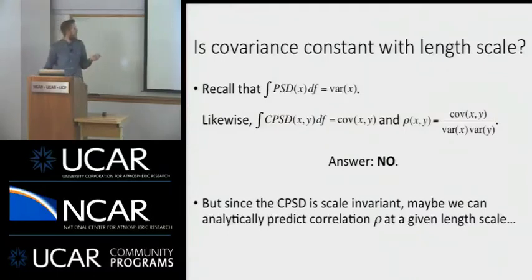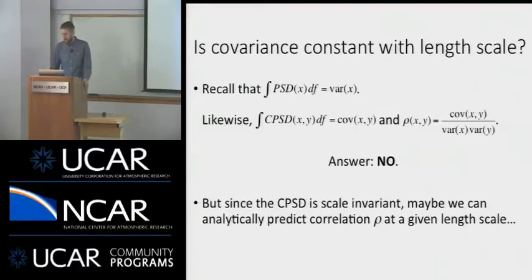If we recall that if we integrate over a PSD, we basically get the variance of a function. It's the same thing for the co-spectrum. We can get out the covariance by integrating up that co-spectrum, and then we can get the correlation, rho. So we don't expect a constant covariance with length scale, which is what a lot of people have applied in the past, especially from the parameterization side of things. But since the co-spectrum is scale invariant, maybe we can analytically predict correlation at any given length scale.